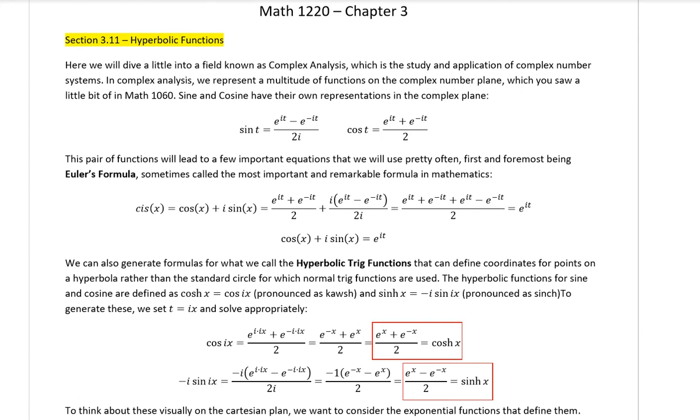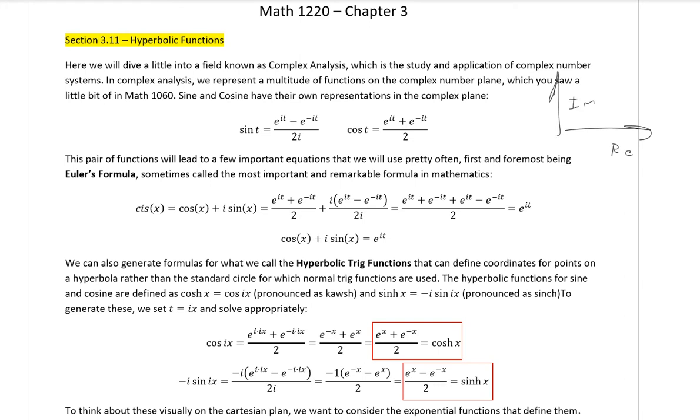To start off with, what I want to talk about is what sine and cosine would mean in the complex plane, because this is kind of diving into a field known as complex analysis. The complex plane is something that you have talked about, albeit briefly, in Math 1060, where you're dealing with a plane that is the real plane or the real axis, and then you also have the imaginary axis. So you have the real versus the imaginary.